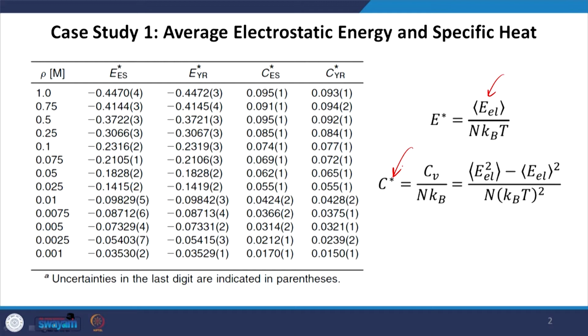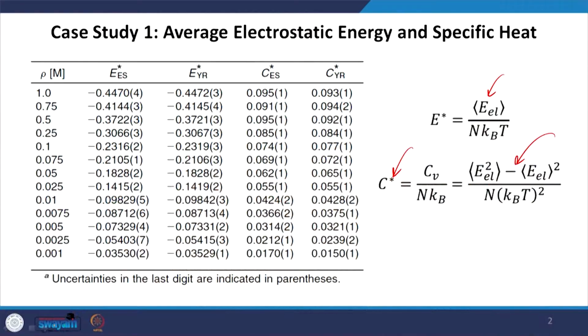And we also compute the specific heat, that is defined as the fluctuation in the electrostatic energy, and we again put that into dimensionless units like Cv by NkB, defined as the average of EL squared minus the square of the average EL, divided by the number of particles and kBT squared. And we have done it for a whole range of concentrations of electrolytes, where concentration is defined in molars of the salt.